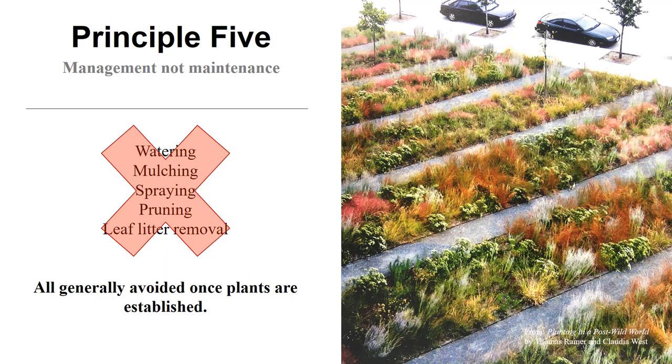So yes, there is some upfront work we need to do to get these going well. The other thing is that they're generally avoided. If you're used to watering or mulching or fertilizing year after year, you may do it occasionally. You may water in the really, really droughty years. You may do some of these things, but the degree to which you do them is going to be much, much less than in a typical landscape that you're used to working with.